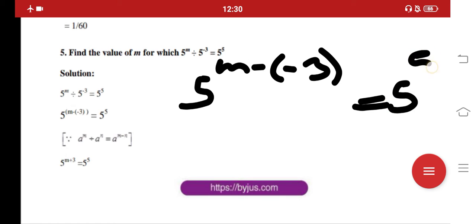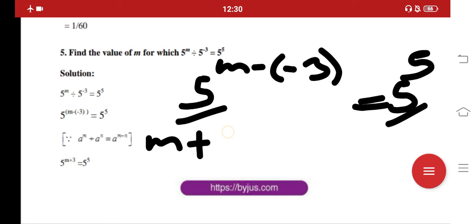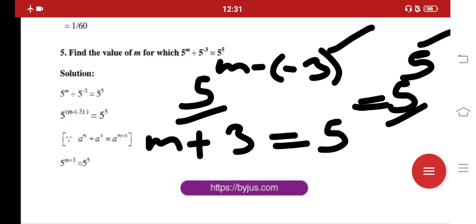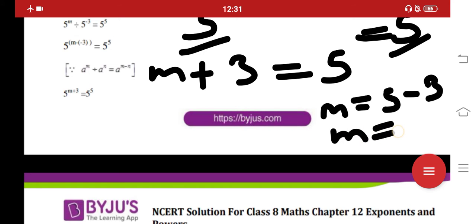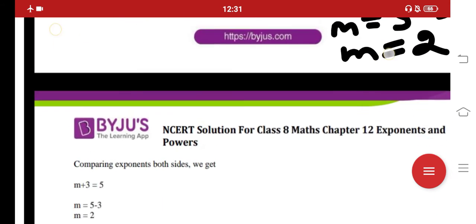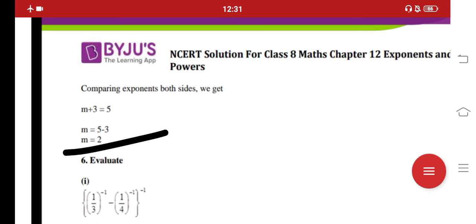Now both the bases are same, so we can cancel out the base. Minus and minus will become plus. So here we will get m plus 3, and here 5. Now when we subtract 5 minus 3, we will get our m. So what is the value of m? Value of m is 2. At last, the value of m is 2.